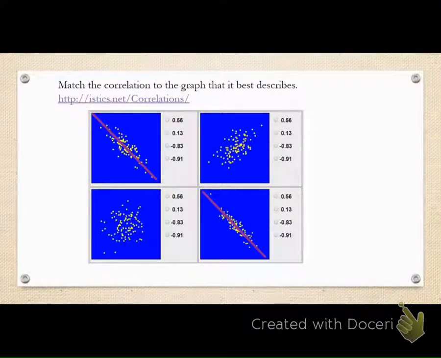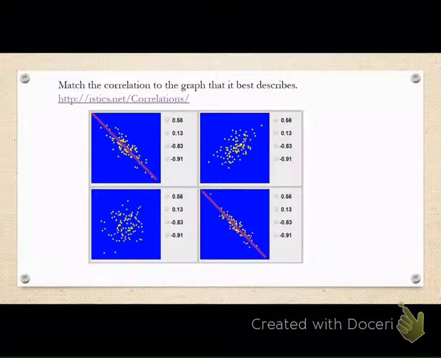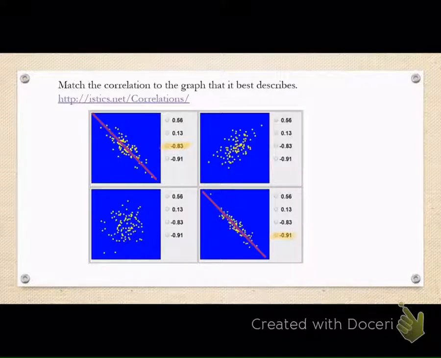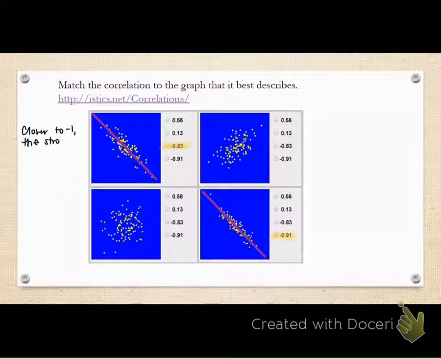Yeah, I'm really good. So which one would this one be? Negative 0.83 or negative 0.91? Negative 0.83. So we said the closer it is to 1, the stronger the correlation. So let me write that down again because that was on the first slide. The closer it is to negative 1, the stronger the negative correlation.